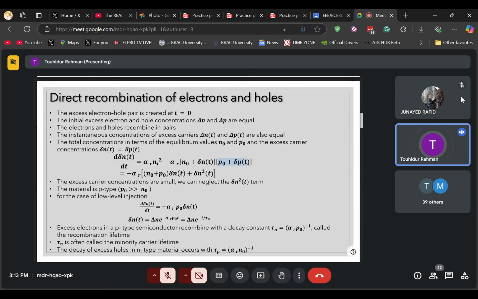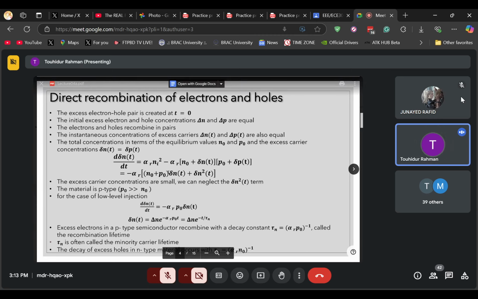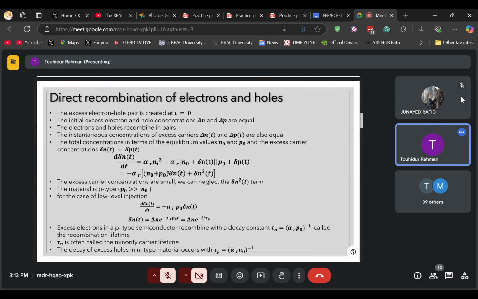And we write the same form for p, and it will give us this expression, alpha r ni square. We know generation rate and recombination rate must be equal, so I'm not going to explain that. If we do the math, alpha ni square minus alpha r n0 p0 will be cancelled out, because we know ni square is equal to n0 times p0. So this is the term we have at the end.